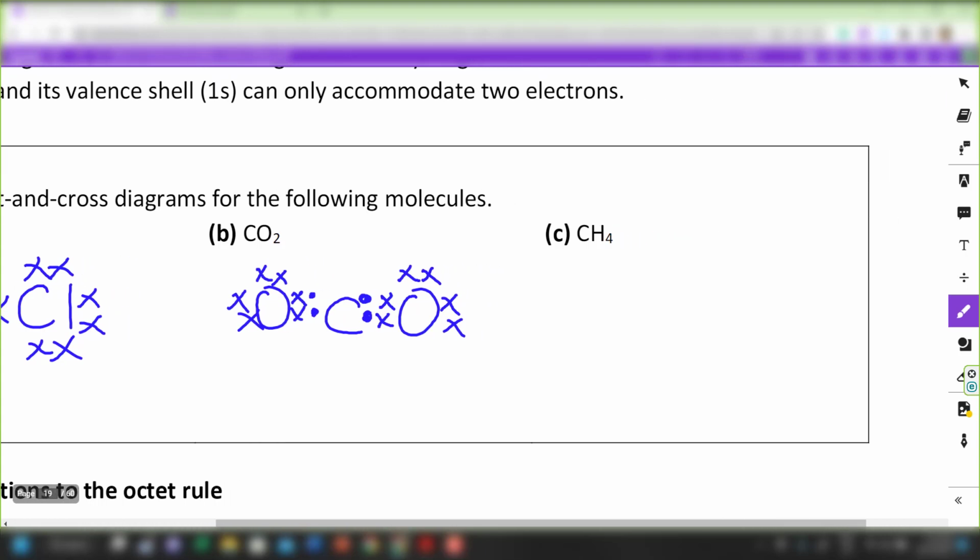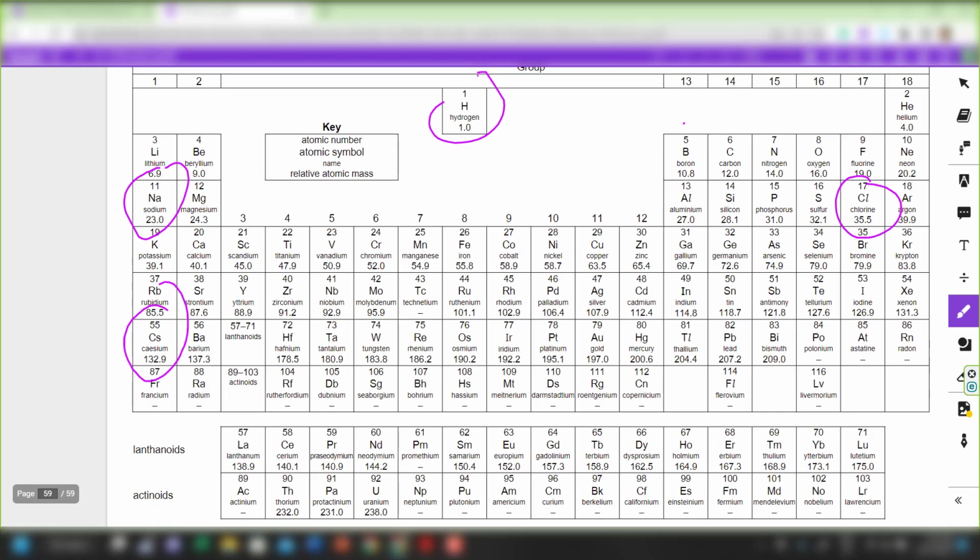For CH4, again, hydrogen requires a duplex, carbon 1s2, 2s2, 2p2, so it needs 4 electrons in order for it to attain the noble gas configuration. You can actually check it out quite readily over here. Carbon is actually here, so it has 4 valence electrons. So it will need 4 electrons in order for it to attain the neon configuration.